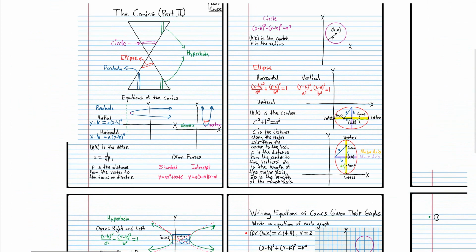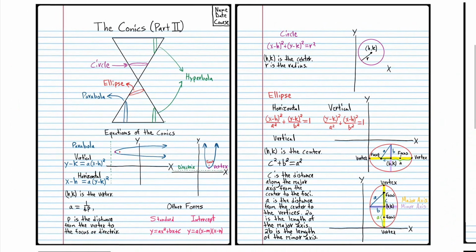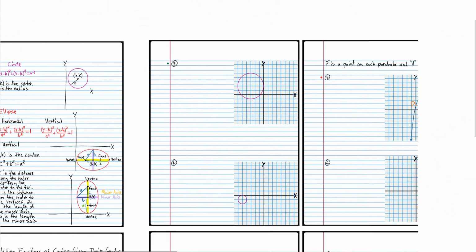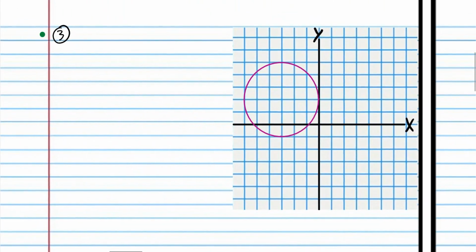Now I'm going to give you one more chance to take pictures of these pages here, and I want you to use problem number 1 and problem number 2 to help you do problem number 3. So remember, you're going to start by finding the center, write the coordinates of the center, and then find the radius, and then you're going to use the standard form of the equation of a circle, and I'm going to write that information for you.